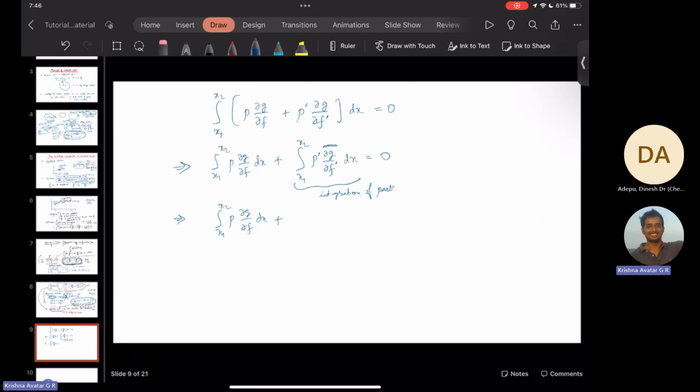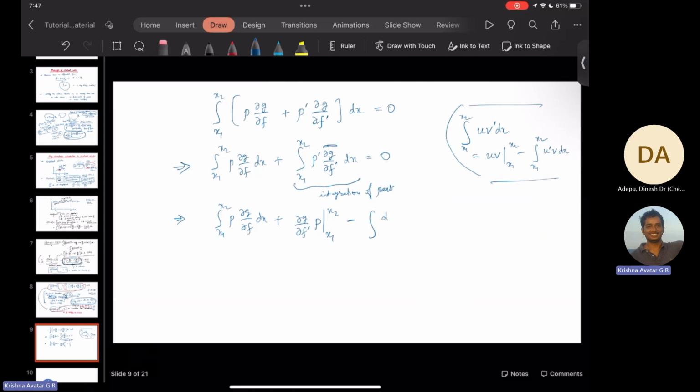So let's do the first step here. In this case, it will be partial g by partial f prime into p, because we integrate p prime with respect to x, with these values taken at x1 and x2, minus, then we have to differentiate the first function. I'll just add the formula here: the integral of u v prime is equal to u v from x1 to x2 minus the integral of u prime v dx. This is the formula for integration by parts. So here u is partial g by partial f prime and v is p.